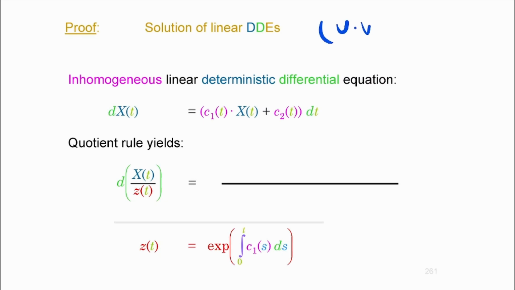So u over v, of course, when you differentiate that, equals u prime times v minus u times v prime, divided by v squared, right? Okay, so that's the quotient rule, but I'm going to express this in terms of differentials. It's not difficult. You take the function z, which is the numerator, and then you take the differential of the denominator, which is the red one.